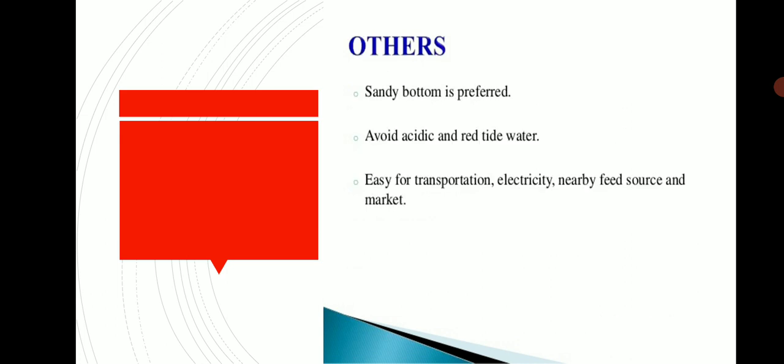Others. A sandy bottom is preferred. Avoid acidic and red tide water. Easy access to transport, electricity, nearby feed source and market.